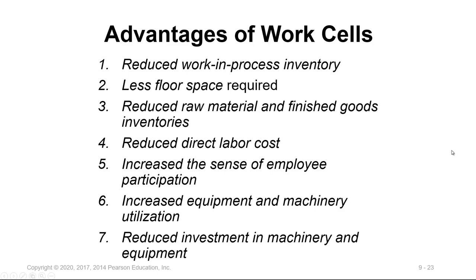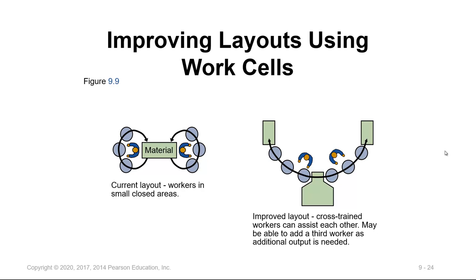Work cells can reduce work in process inventory. Actually, they take less floor space than other designs, and that's why most companies love to group their products and do them in work cells. It reduces raw material and finished goods inventories. It reduces direct labor cost, and it increases the sense of employee participation. It increases equipment and machinery utilization, and it reduces investment in machinery and equipment.